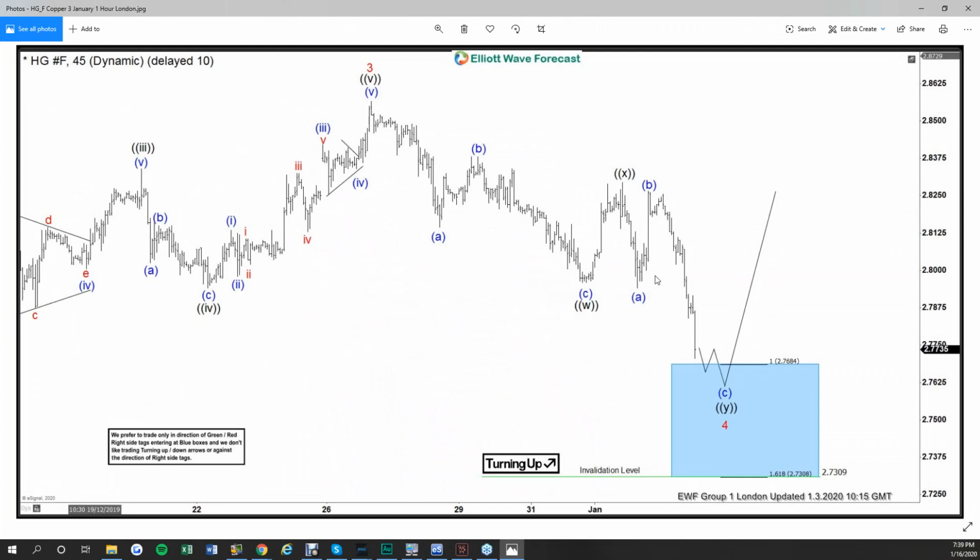So in the next few minutes you will hear that part of the clip in the live trading room on the 3rd of January, in which I analyze this pattern right here and give the recommendation to the members.